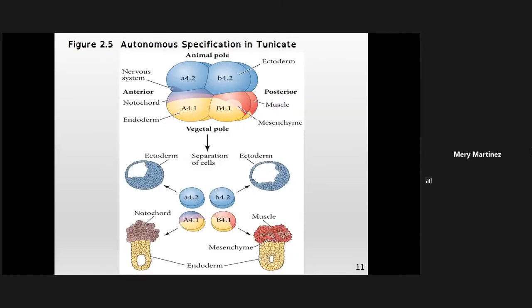Now, the fate map shows that when the 4 blastomere pairs of the 8 cells are dissociated, so they took all those cells. So these are this group here, these ones are this group here, and so on. We dissociate them. We don't allow them to communicate. It will form the tissues that they were supposed to form if they remain in the embryo intact.